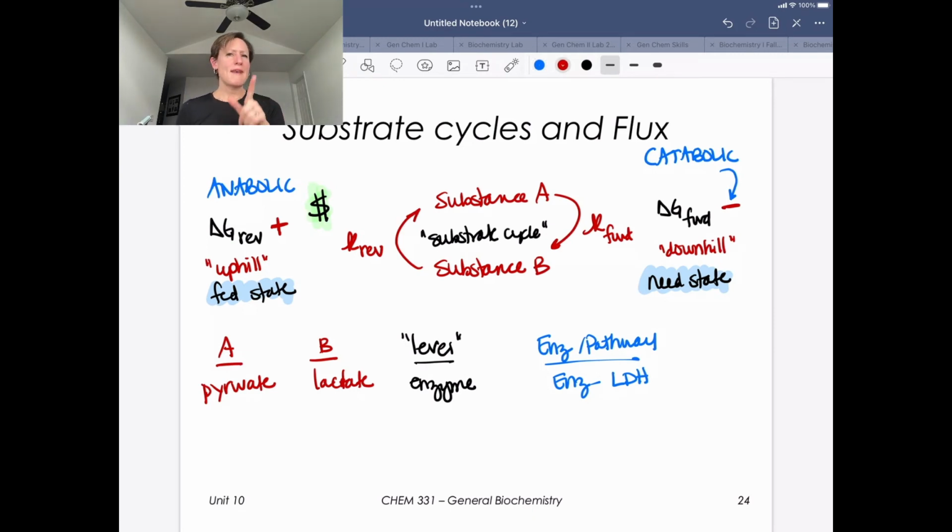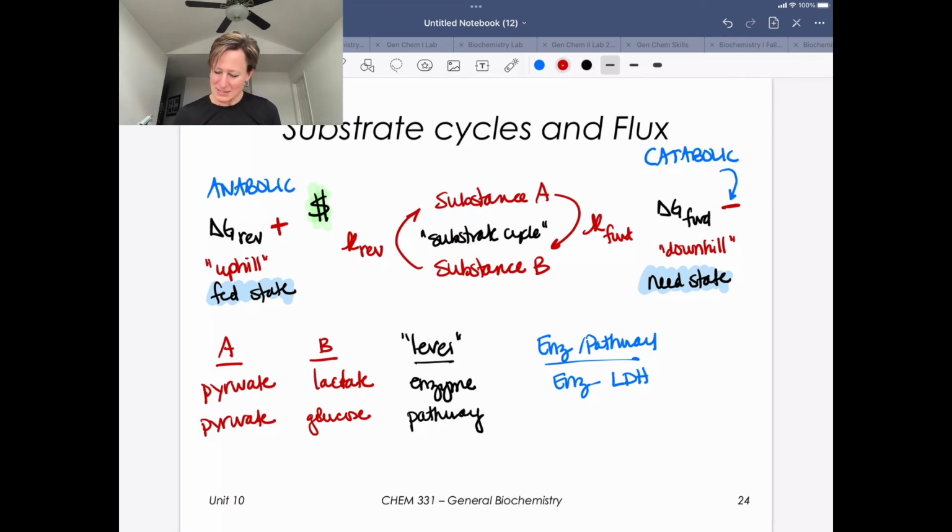So let's talk about another option for pyruvate. What if pyruvate is still A, but then we have glucose as our B? Again, these are 2 pathways that we've learned their names for, we haven't talked about the details, but interconversion of glucose and pyruvate is really a pathway level of a substrate cycle. Okay, so let's talk about this.